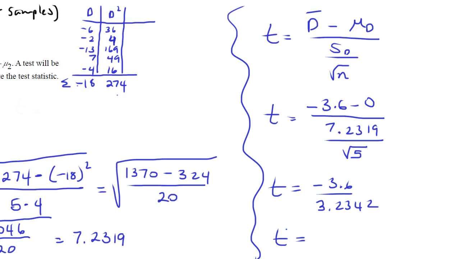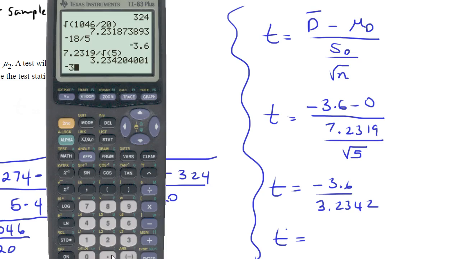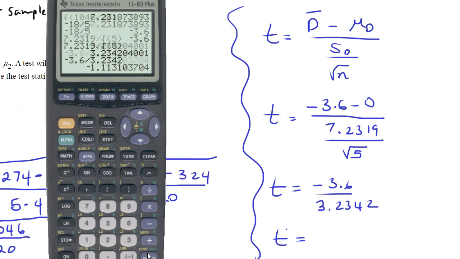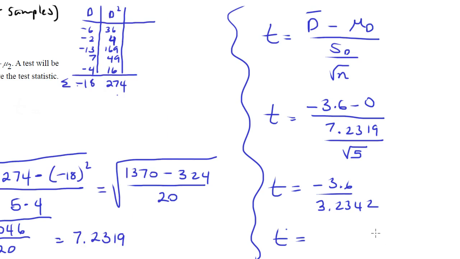So -3.6 divided by 3.2342, that's -1.113. And that's our T, -1.113.